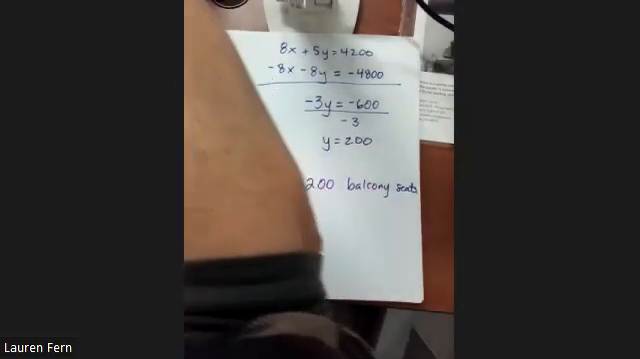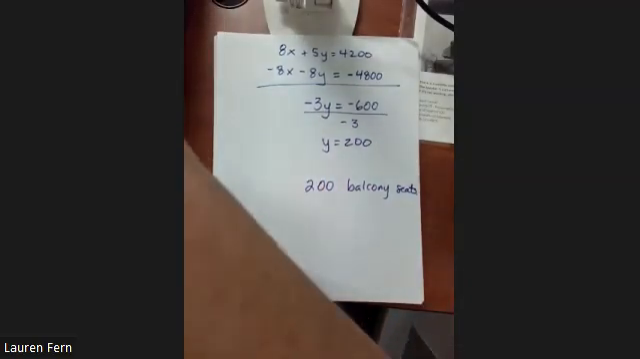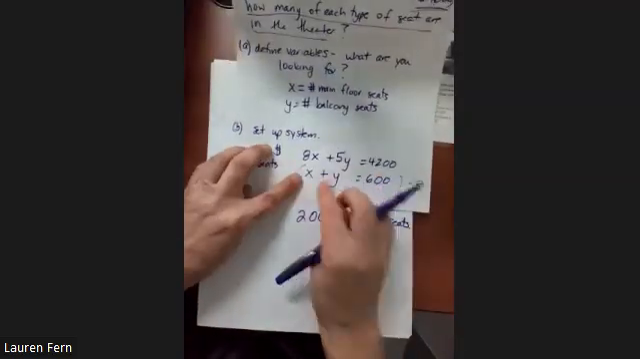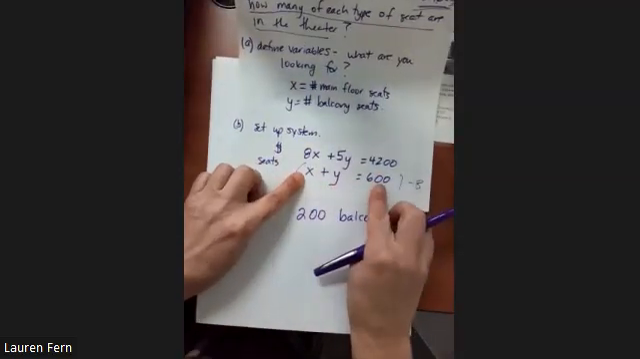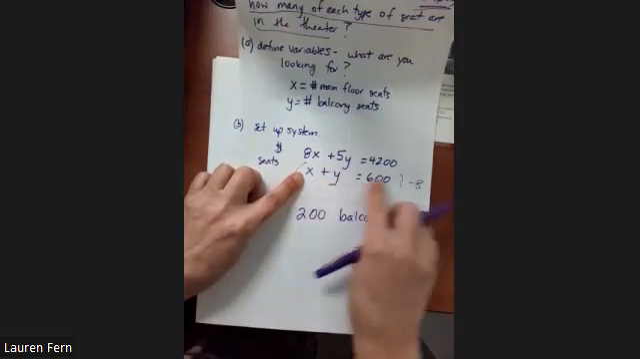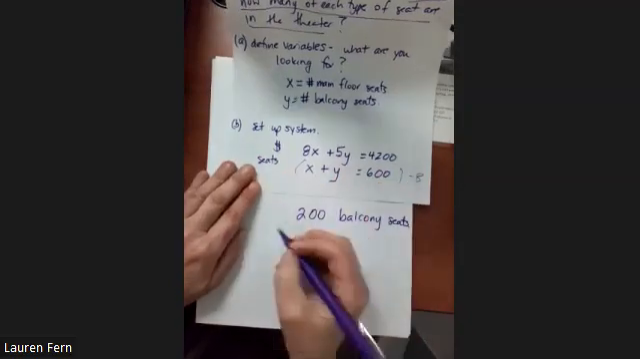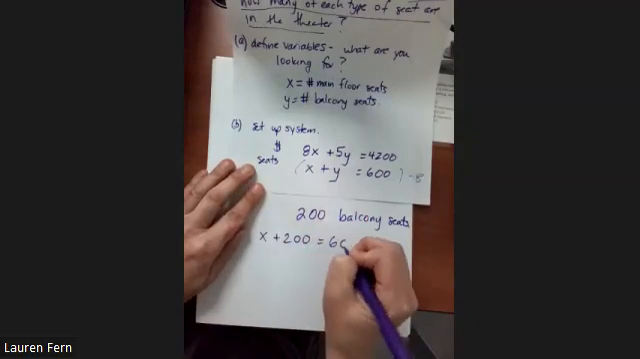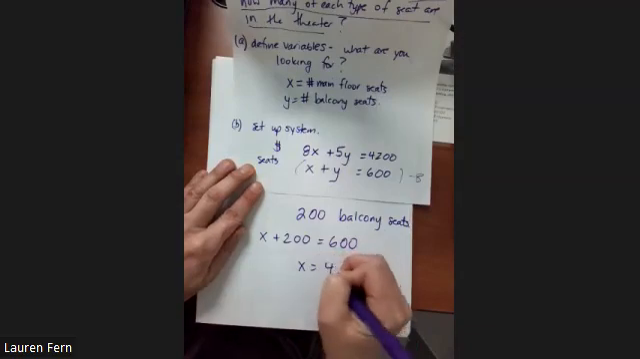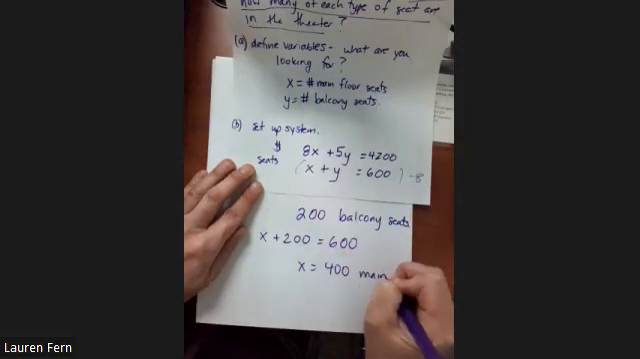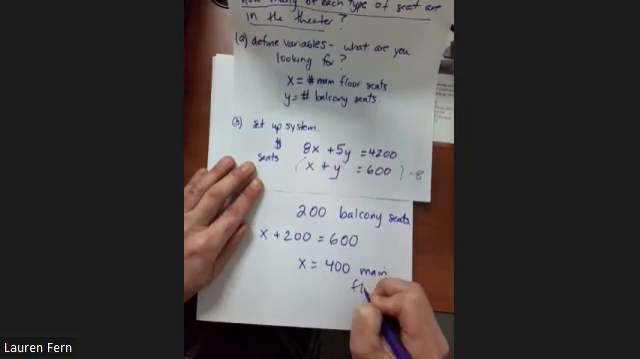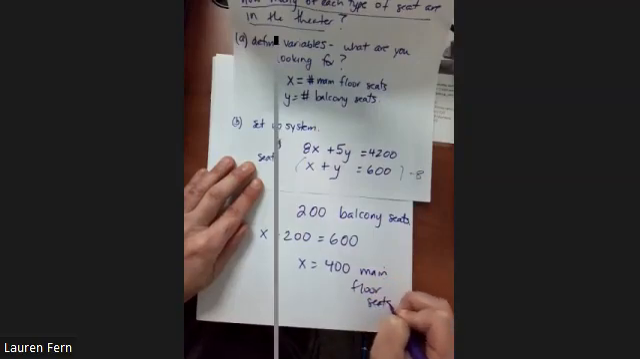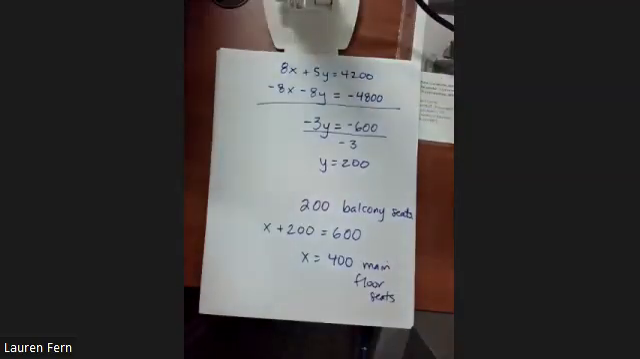We're not done though. Got to find our value of X. Now, what I would do here is use this bottom equation to find X just because there's less work involved. We found that Y is 200, so X plus 200 is 600, and we're going to see that there are 400 main floor seats. Isn't that cute?